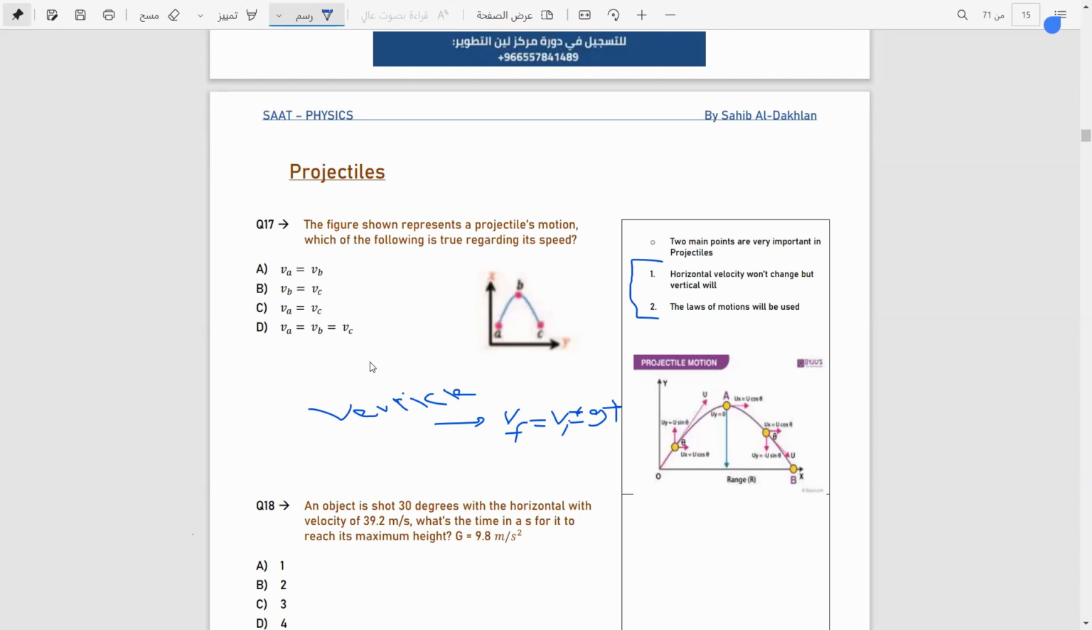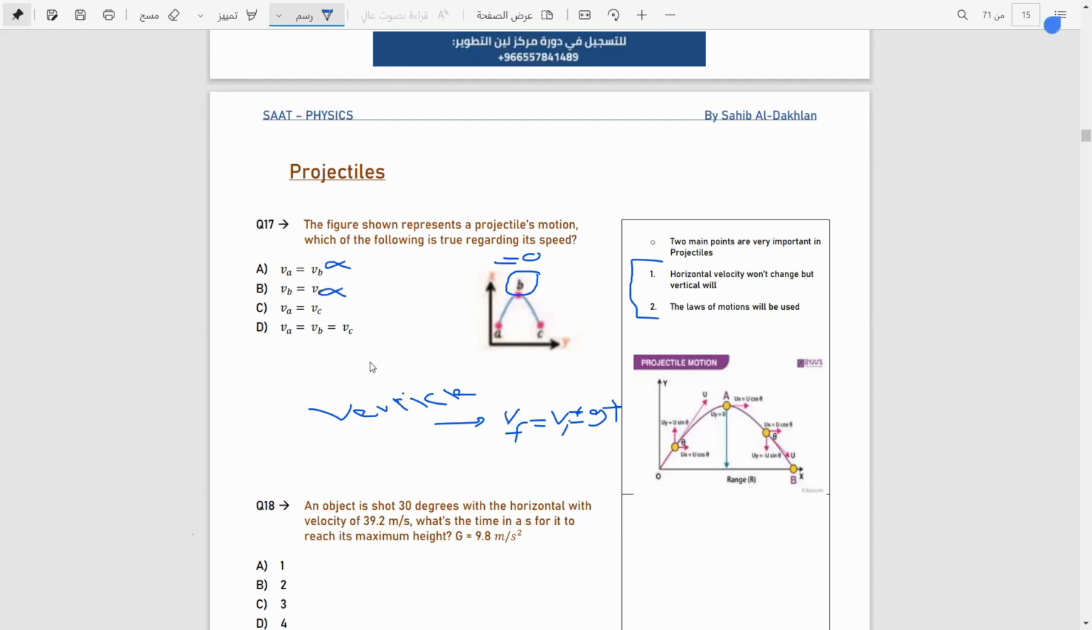Do A and B have the same speed? I don't think so, because at the highest position, B, the speed will be 0. Don't think about B at all. We will not consider it from the options, because A and C have speed, but at B there is no speed, since it is like a stopping point. So this cancels it. We don't want it.